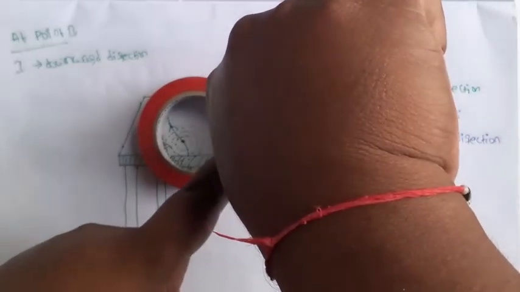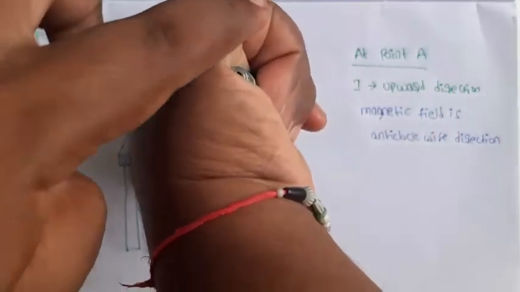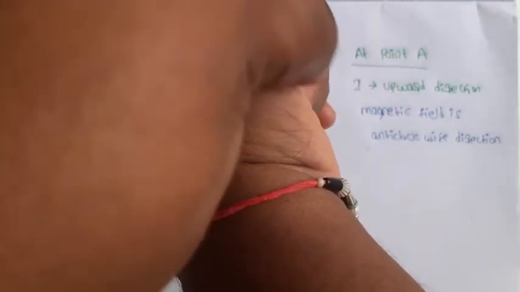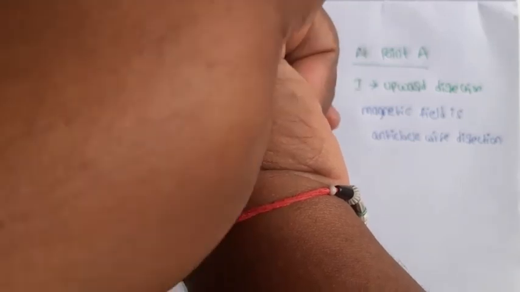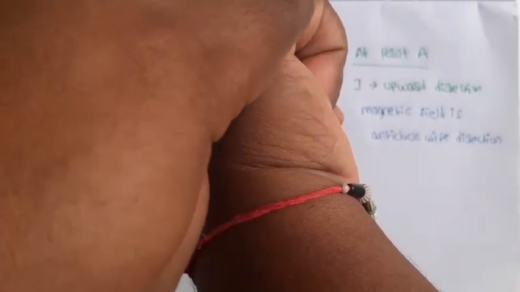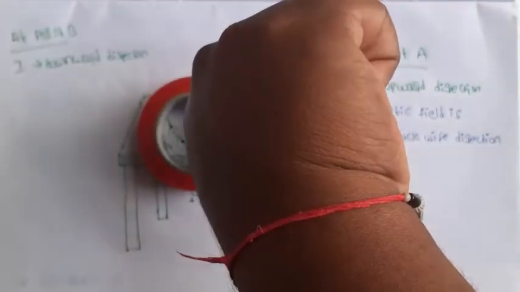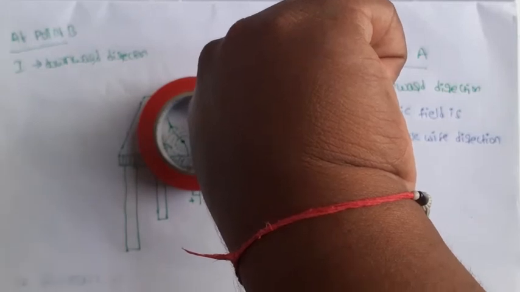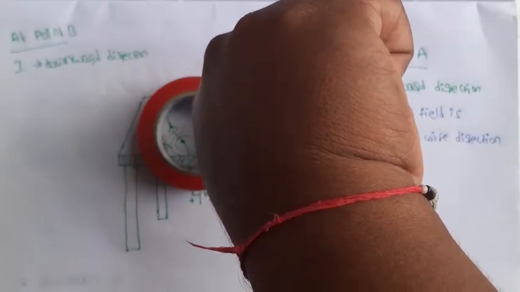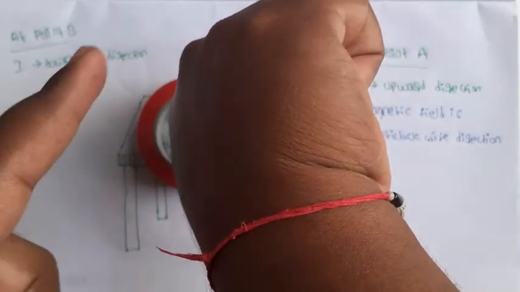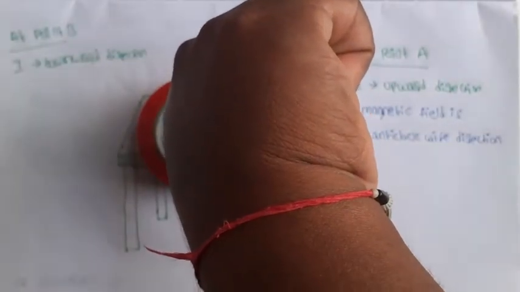So the current is in the downward direction. What about the four fingers? The four fingers are in the clockwise direction. Do you understand? Clockwise direction. So when the current is moving in the downward direction, what about the magnetic field? The magnetic field lines are in the clockwise direction. When current flows in a loop in the downward direction, the magnetic field lines are clockwise.